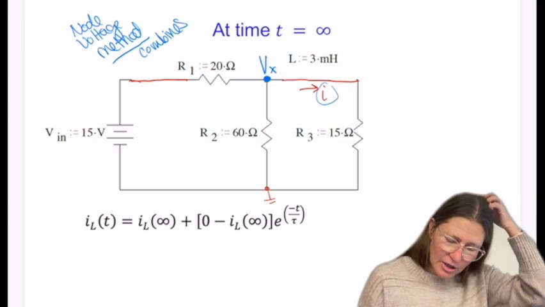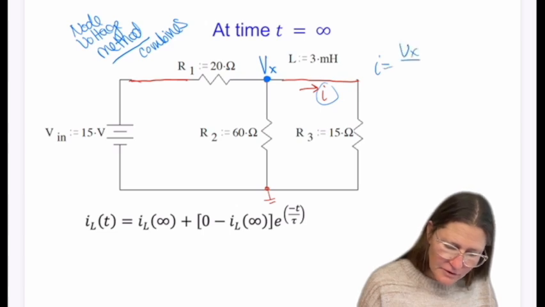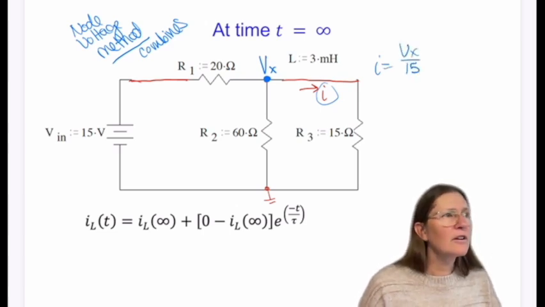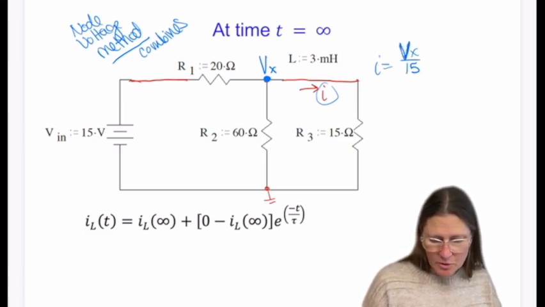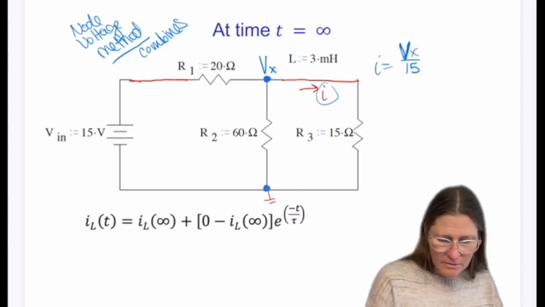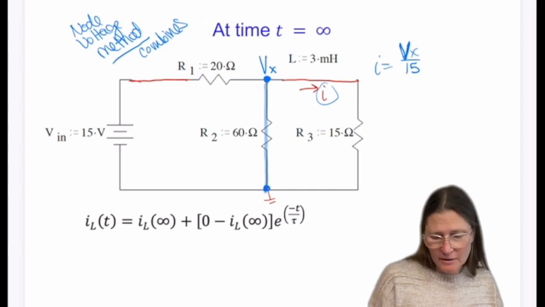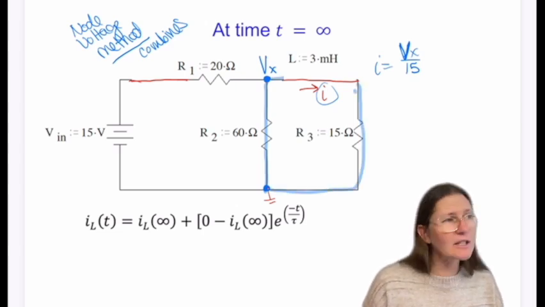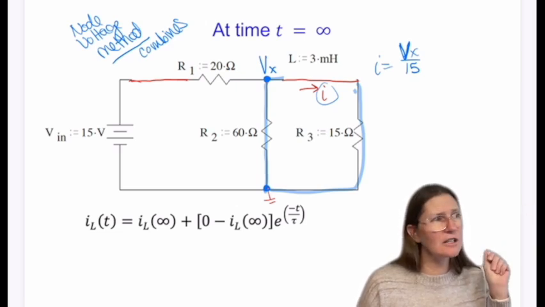So my current here, if I label this Vx, my current in this branch is going to be Vx over 15. Because Vx is from ground, let me highlight this. From ground to here is Vx, and then from here back to ground is I times R3. And so my I, solving that, is just Vx over 15.